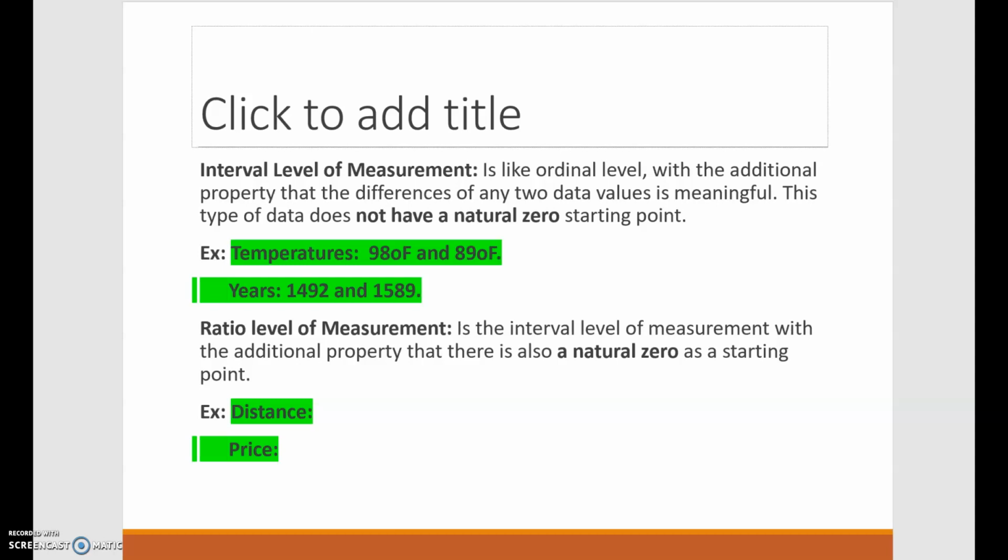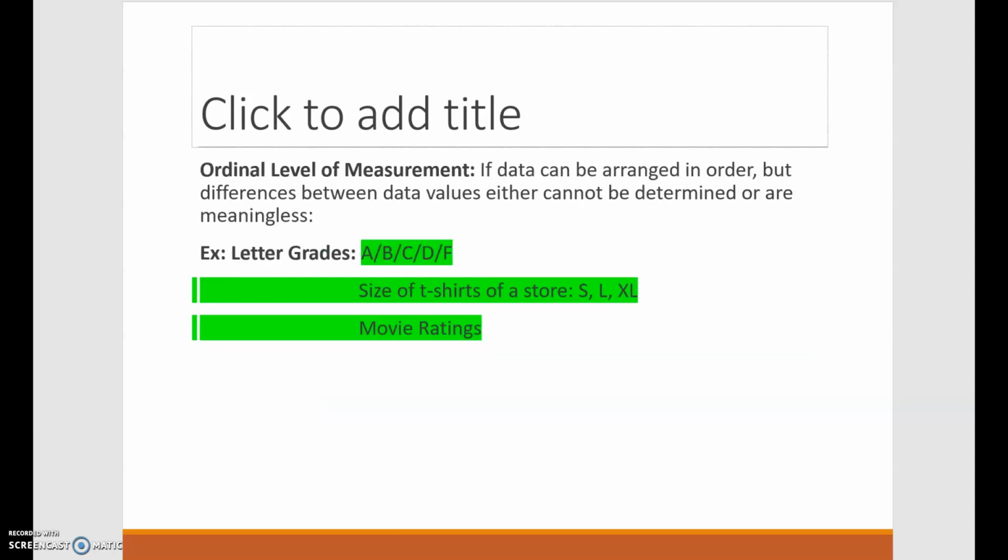Now, when we talk about ratio, in ratio you do have a natural zero. Zero is universal for everybody in the population. Example, distance. The minimum that somebody can drive is 0 distance, meaning that they didn't move the car, and price is 0 price. So ratio is universal. Interval, it's not. Let me go back to the previous one. Ordinal, it's not universal.